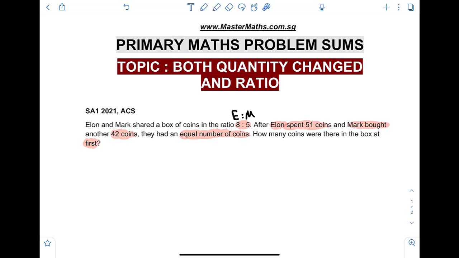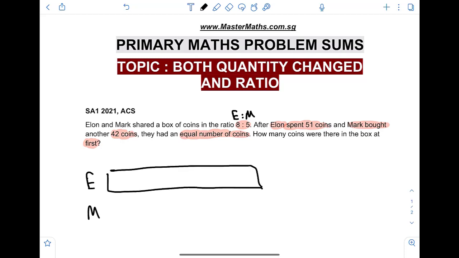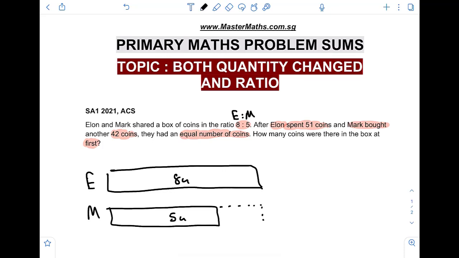Alright, now what we can do for this question is to draw for ourselves a model for the before and for the after. So before, Elon, Mark. Elon had this much. Okay, as for Mark, this much. Okay, and over here we'll put 8 units, over here 5 units. And the difference between their number of coins, this dotted box here, will be 8 minus 5, and that is 3 units of difference.